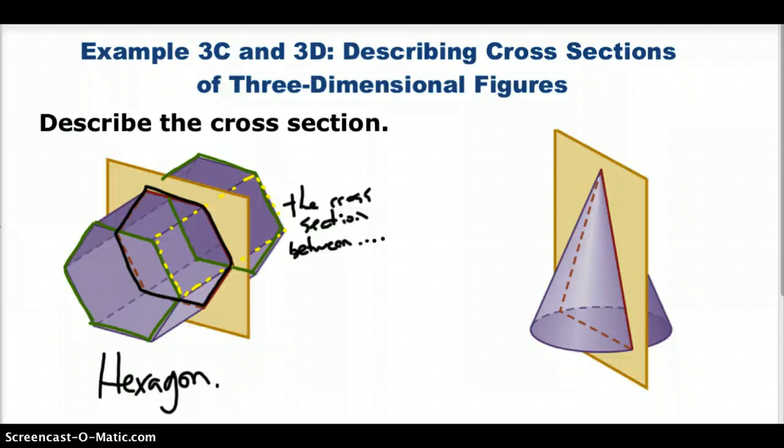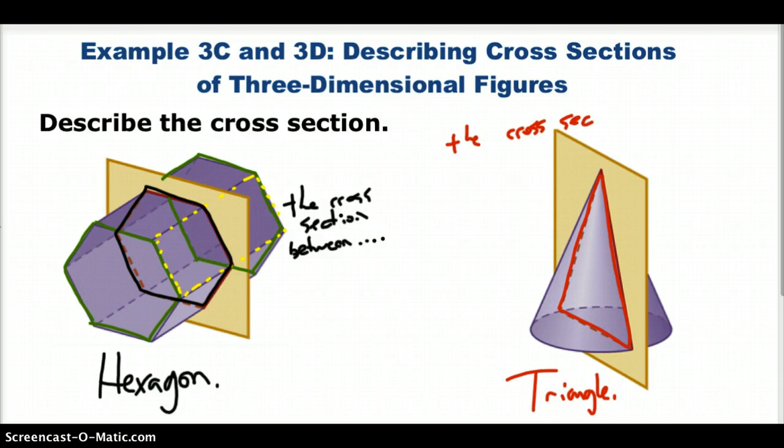Okay. Now finally, this last one here, it looks like we have a purple cone, and the cone has a plane that's going, looks like vertically through it. Okay. And we're looking at this particular cross section here. So I can see this cross section sort of looks like a triangle. So this particular cross section would be a triangle. So we could say the cross section between the plane and the cone is a triangle.